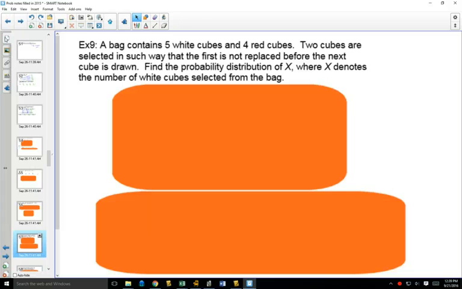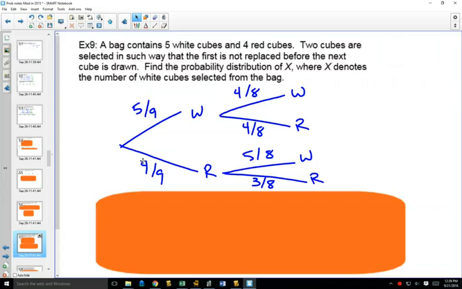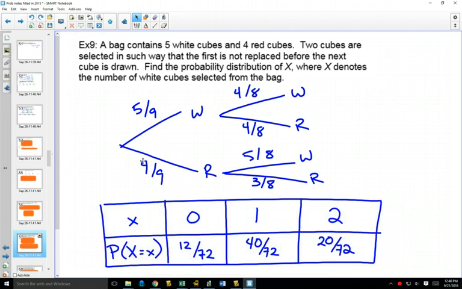Looks like a lot of people are done number 9, some are just finishing up. Just check here, setting up your tree diagram. Notice this time that the marble, or the cube, is not replaced. So our probabilities in our second branch are affected by that, as is how many are left in the bag. And then setting up our probability distribution of all of those ones. X is the number of white. Yes? Good? All right, I'll let you work a little bit more on number 10.